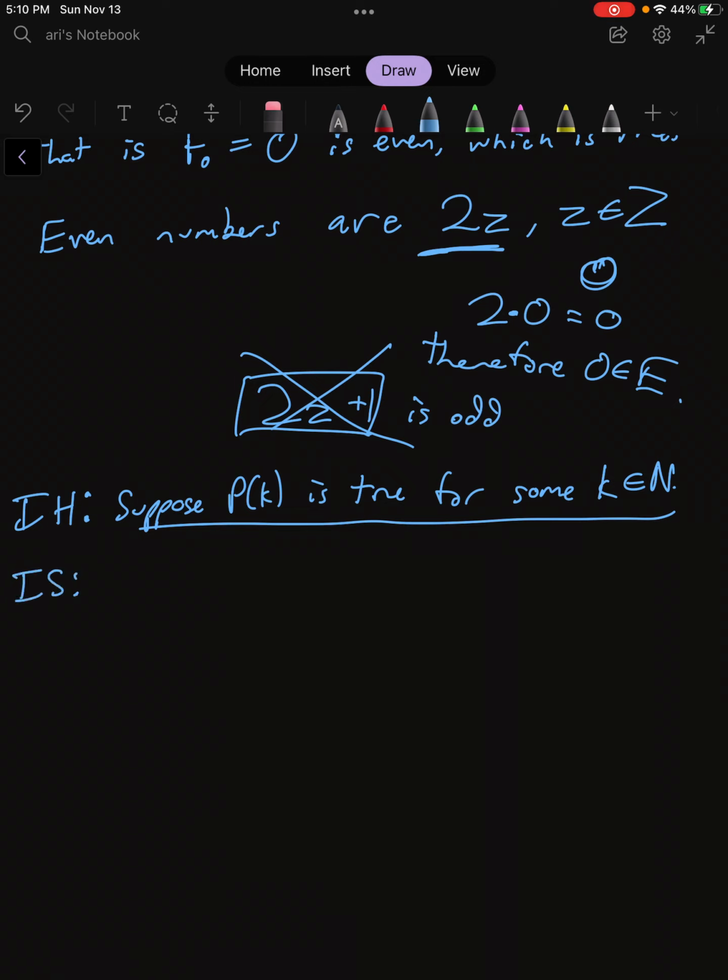Inductive step. P of k implies p of k plus 1. So how are we going to do this exactly?